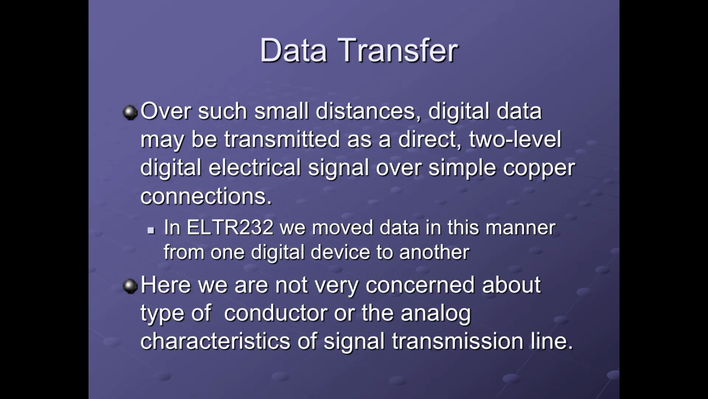But of course what we're going to find is, could we communicate or transfer those ones and zeros over long distance in that way, as an electrical signal of highs and lows? Well, certainly the answer is no. So it says here, we are not very concerned about the type of conductor or the connection or the analog characteristics of that transmission line, because it's such a short distance.